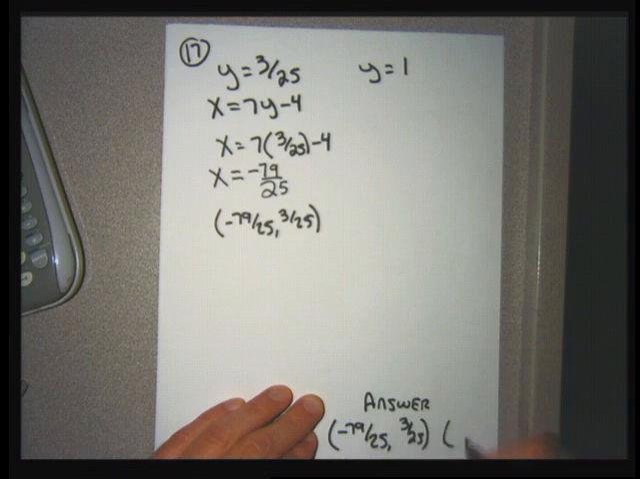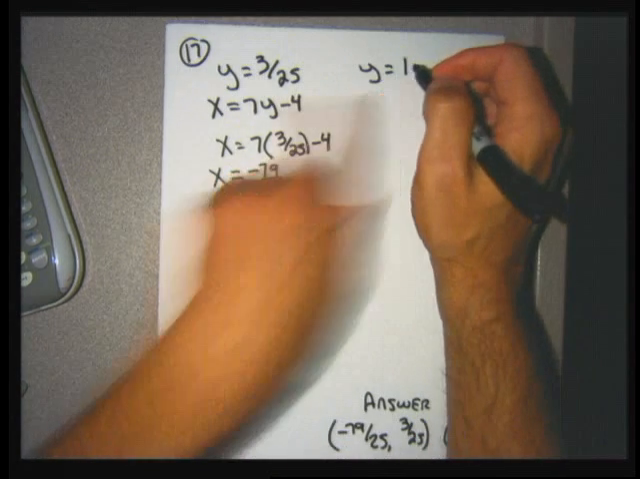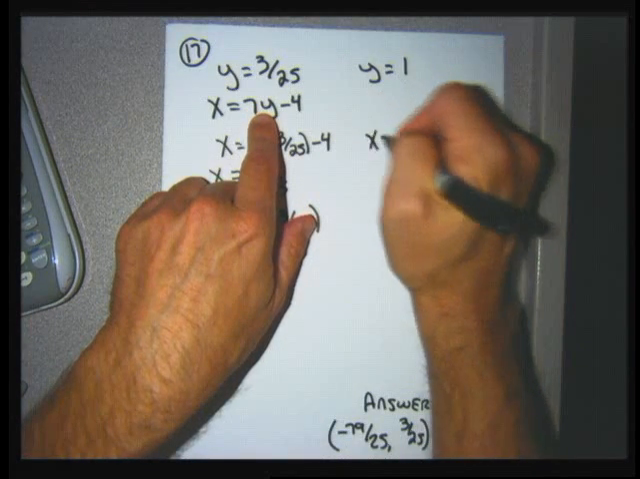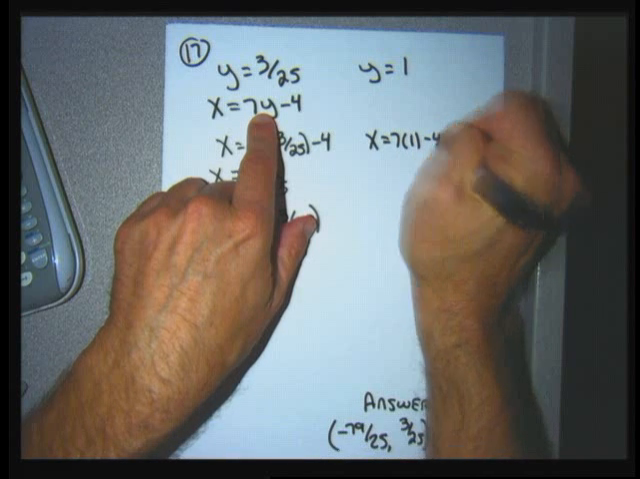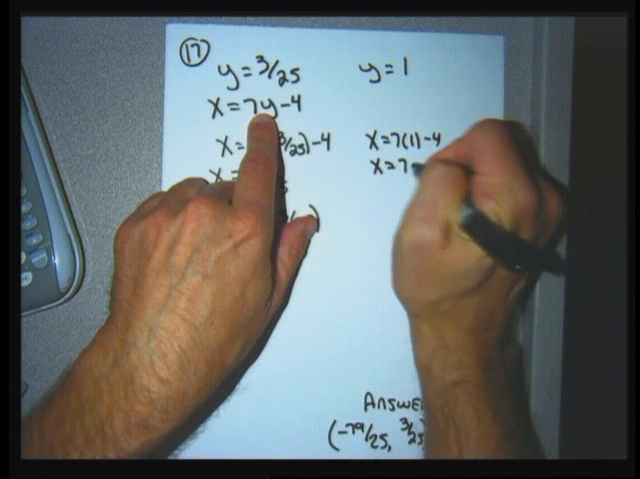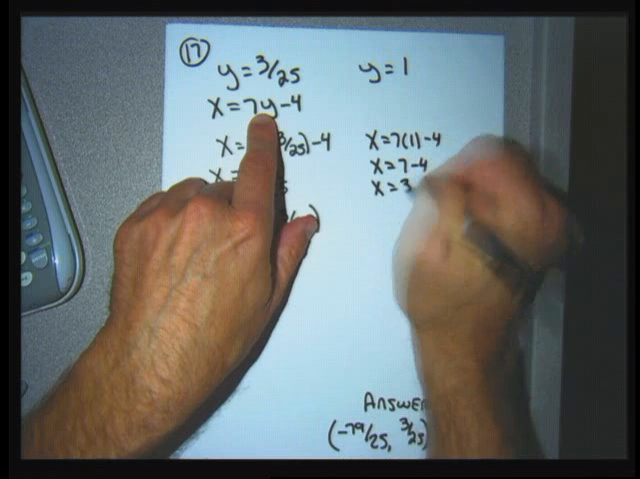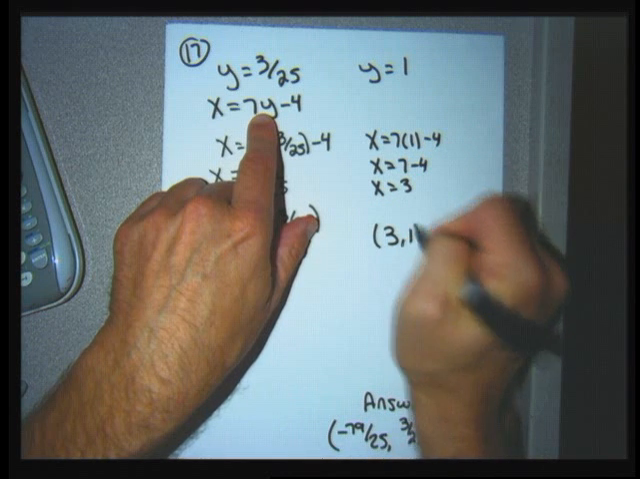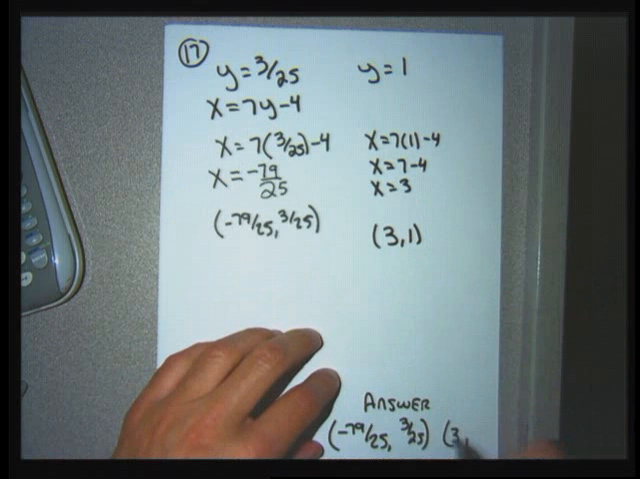The second answer is going to be a lot easier. Plugging y equal 1 into that, I get x equals 7 times 1 minus 4. I don't need my calculator for that. That gives me x equal to 3. That gives me the second, what I think is the solution, as (3, 1).